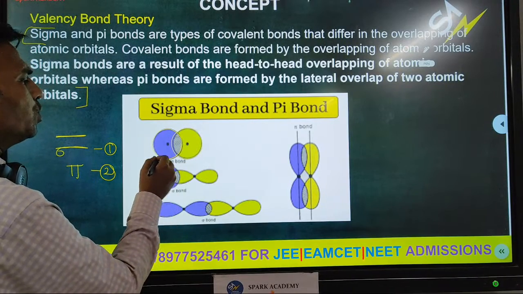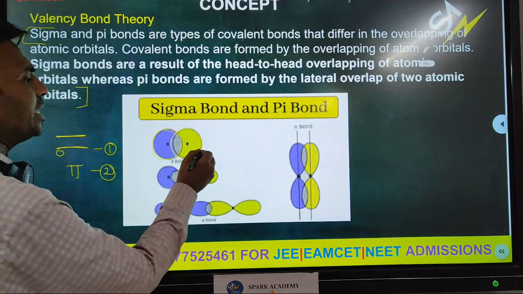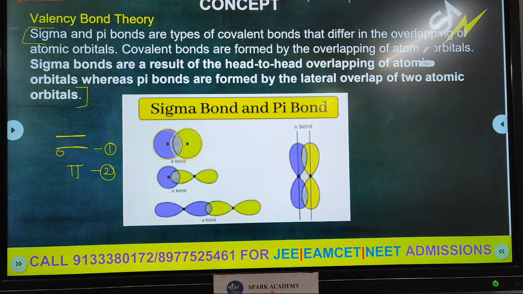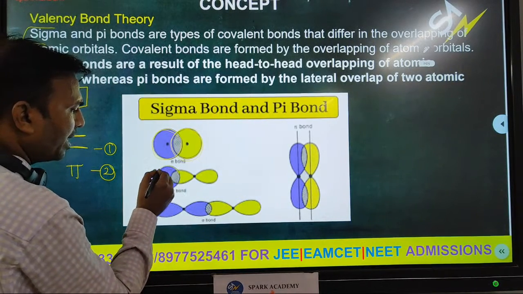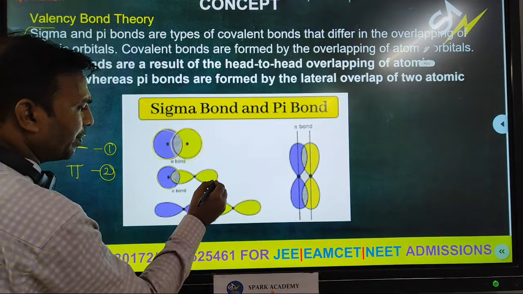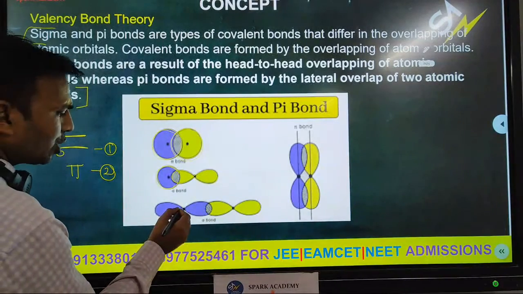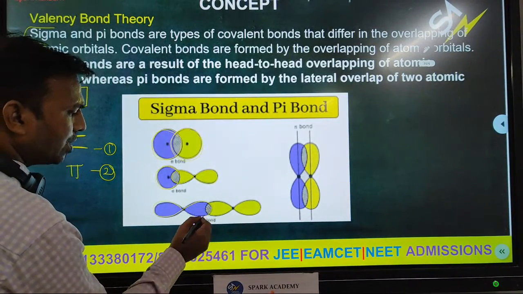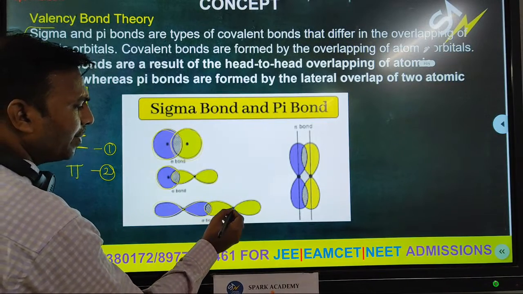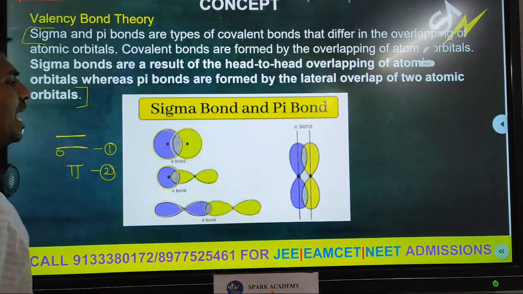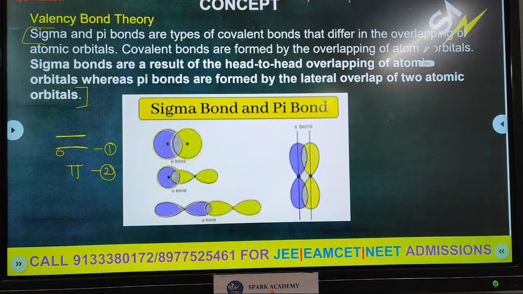First, here two orbitals are spherical in shape, and they overlap head to head. When there is head-to-head overlap, the result is a sigma bond. Here the overlap is between S and P. Here also P and P, yes. These are P and P orbitals, but the overlap is head to head. So this head-to-head overlap results in a sigma bond.